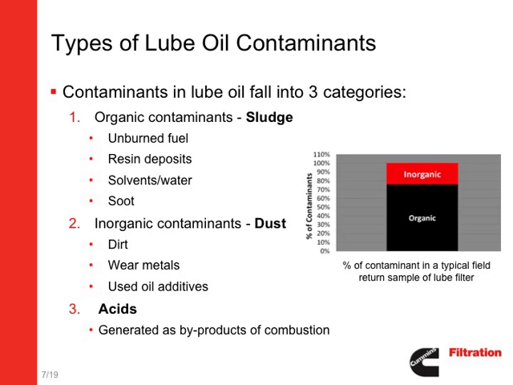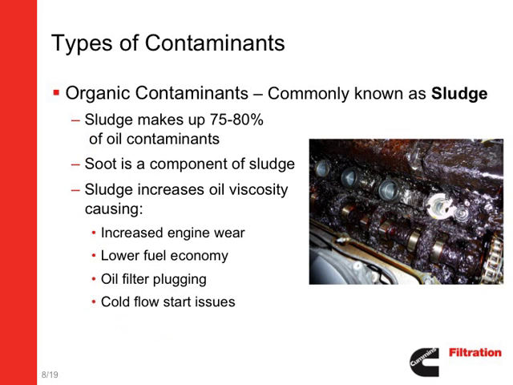As you can see from the chart, 75% of contaminants in a typical sample are organic. Only 25% are inorganic. As you learned previously, organic components, commonly known as sludge, make up 75 to 80% of total oil contaminants. Soot, for example, is a component of sludge. Sludge harms the engine by increasing the viscosity of the oil, making it thick and sticky. This increased viscosity leads to increased engine wear and lower fuel economy. Sludge also quickly plugs the oil filter and causes cold flow start issues.